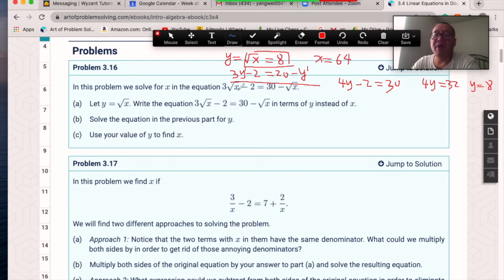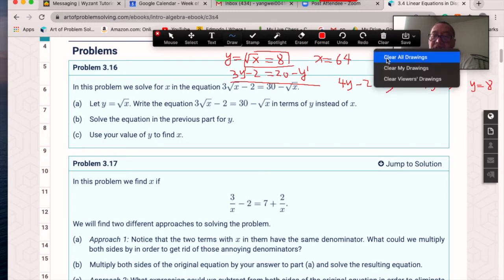Then you can go back and check. Root 64 equals 8. 3 times 8 is 24. Minus 2, that's 22. That's the left side. On the right side, x equals 64, square root, you get 8. 30 minus 8 also equals 22. So that means it's correct.